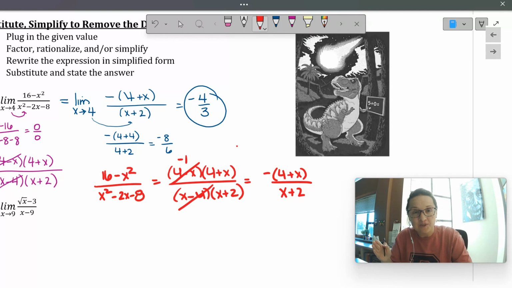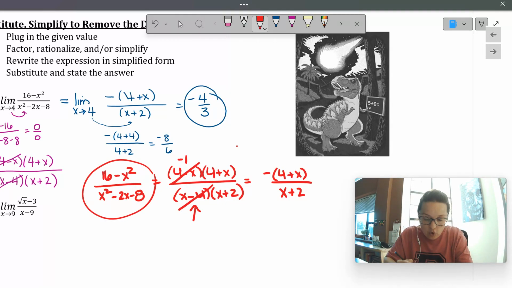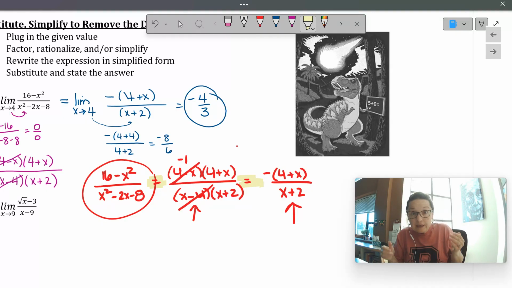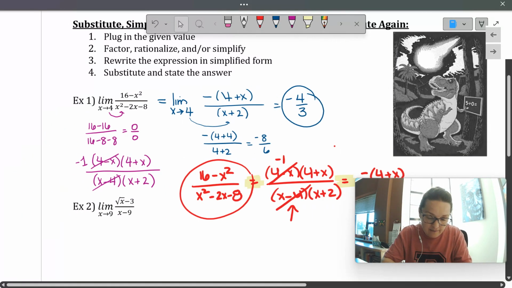Those three things are not equal to each other because this expression is undefined when x equals 4, but its canceled equivalent is defined at x equals 4. And that's a problem because in the world of mathematics, this symbol equals means equals for any x value you can pick.